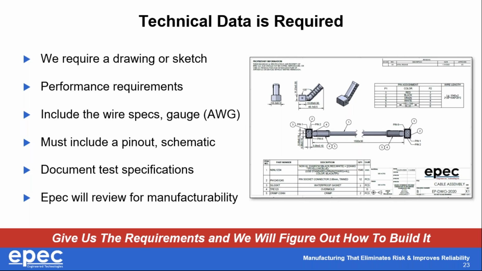Lastly, once complete, Epec will perform a review for manufacturability and communicate with our customers any design risk that we see. This can be something as simple as a mismatch between the wire gauge and the rated wire gauge for a crimp. There are times when a wire is too big and it simply won't fit within a crimp. We can identify that and notify our customers. Other things may involve a pin pitch or a minimum bend radius, but overall, our goal is to review the design for manufacturability and report back to our customers with areas of risk that we see.